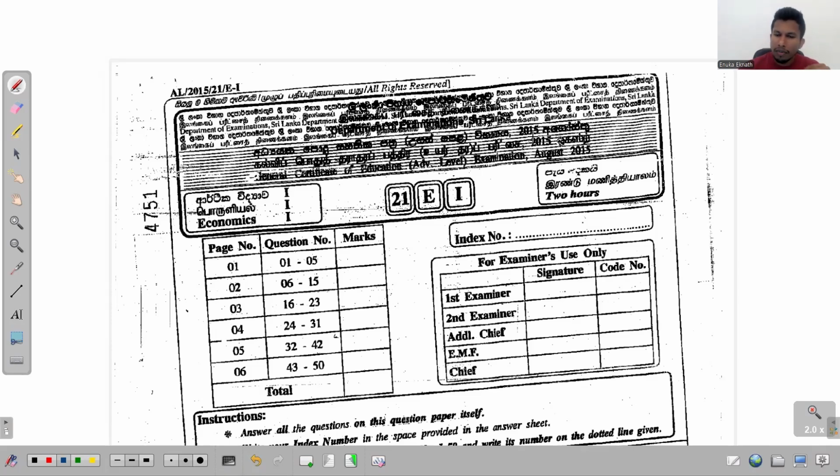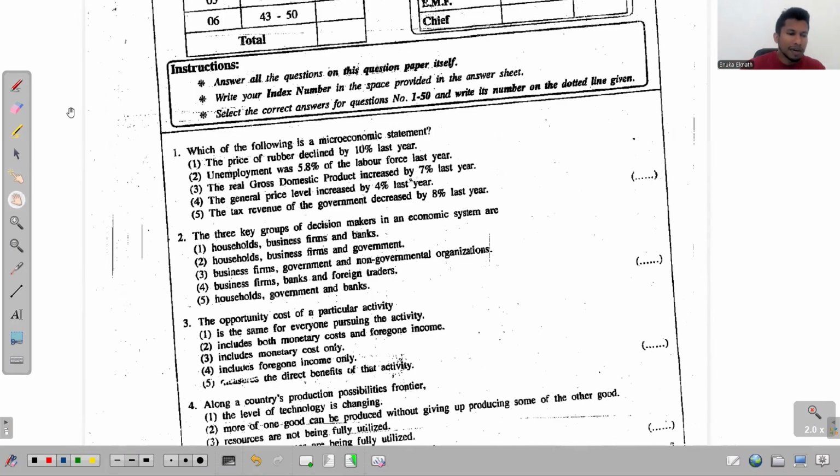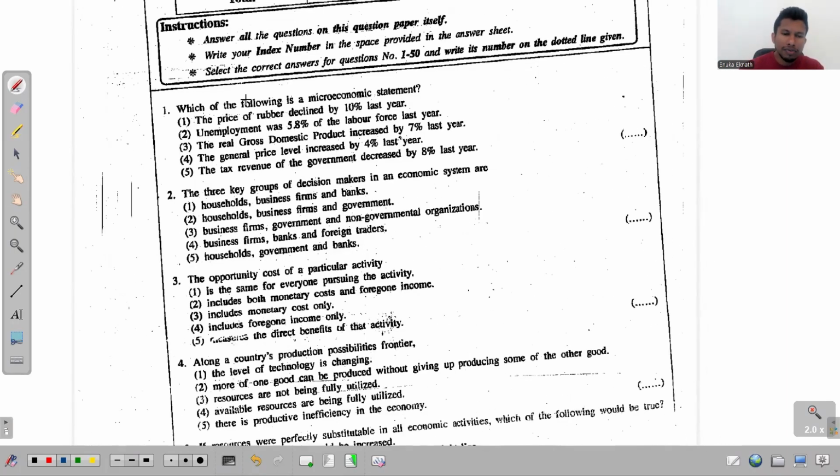In this video, we will be discussing this 2015 A-level MCQ paper. Question 1. Which of the following is a microeconomic statement? We have discussed similar questions in previous papers. Anyway, I'll show you the note related to the difference between macroeconomics and microeconomics.